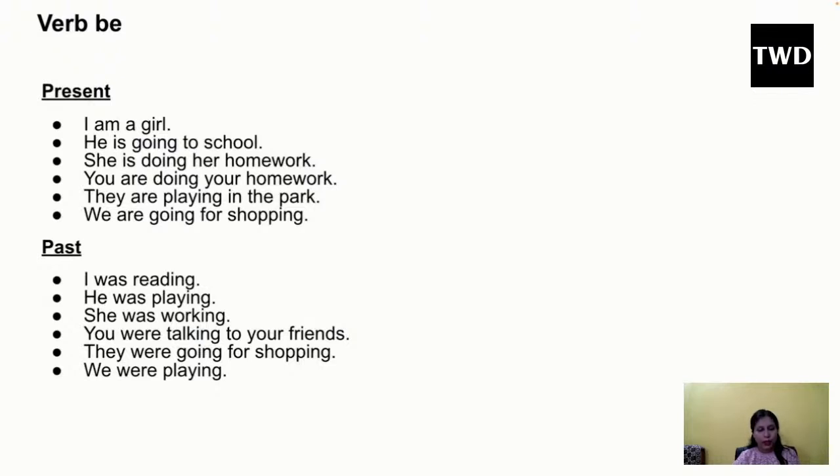So if you see these sentences, these are so simple. We have got the subject, we have got the helping verb, and we have got the object. I am a girl. He is going to school. He, and then is the helping verb, go is the main verb. But as we are using a helping verb here with the main verb, we need to use ing. So here he is going to school, she is doing her homework, you are doing your homework, they are playing in the park, we are going for shopping. So can you see, these sentences are so simple. I have kept the sentences very simple for you, so that you can frame such kind of sentences daily. It is better if you can frame such sentences while talking to others. Yeah, it will be better if you can write and then practice, then it will be much better. Yes.